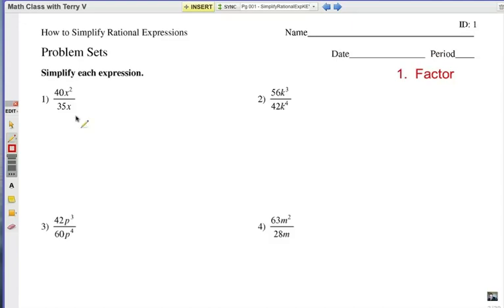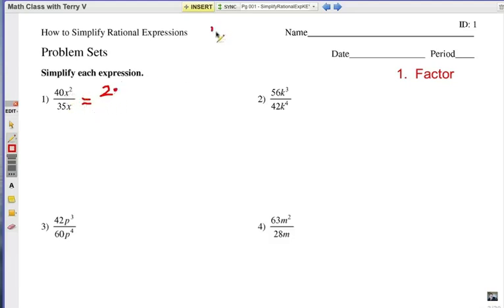And number 1, 40x squared over 35x. We want to simplify that expression. The first step, as you can see over here to the right, is factor. And as you should know, that means to break apart everything that you see. Now, if I start factoring this, I'm going to come up with a list of factors, prime factors.